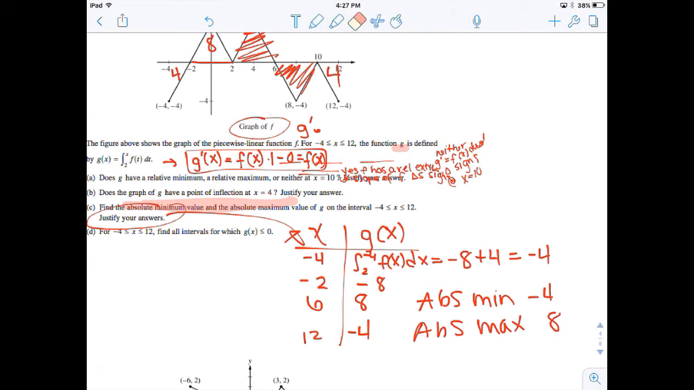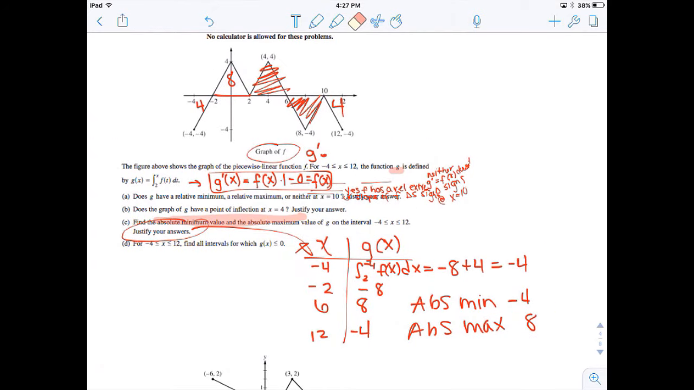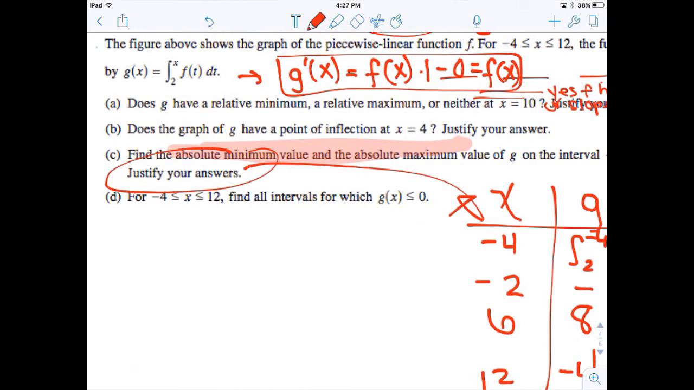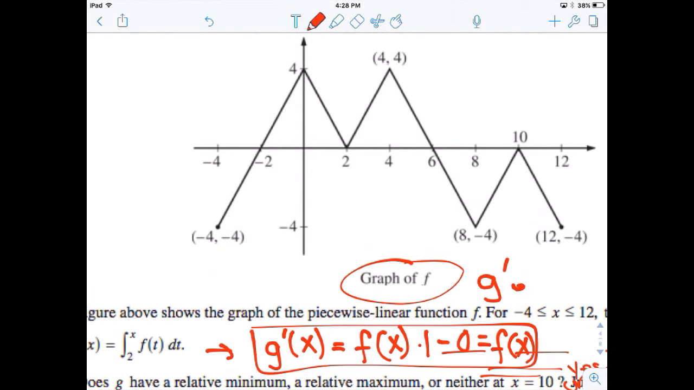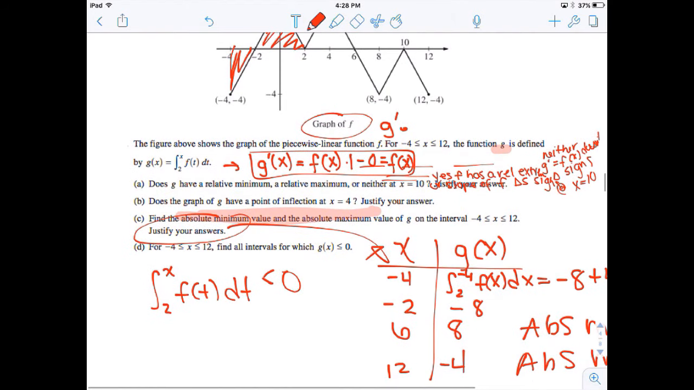All right, the last one is find all places from negative 4 to 12 where g is negative. So what that would mean is that the integral from 2 to x of f of t dt is less than 0. So this one you can kind of think through just through some geometry. So if I go from negative 2 all the way to there, well, that's negative 8, right? And then we're adding 4 more, but that's not becoming positive. So for D, the whole interval from negative 4 to 2 would be negative.